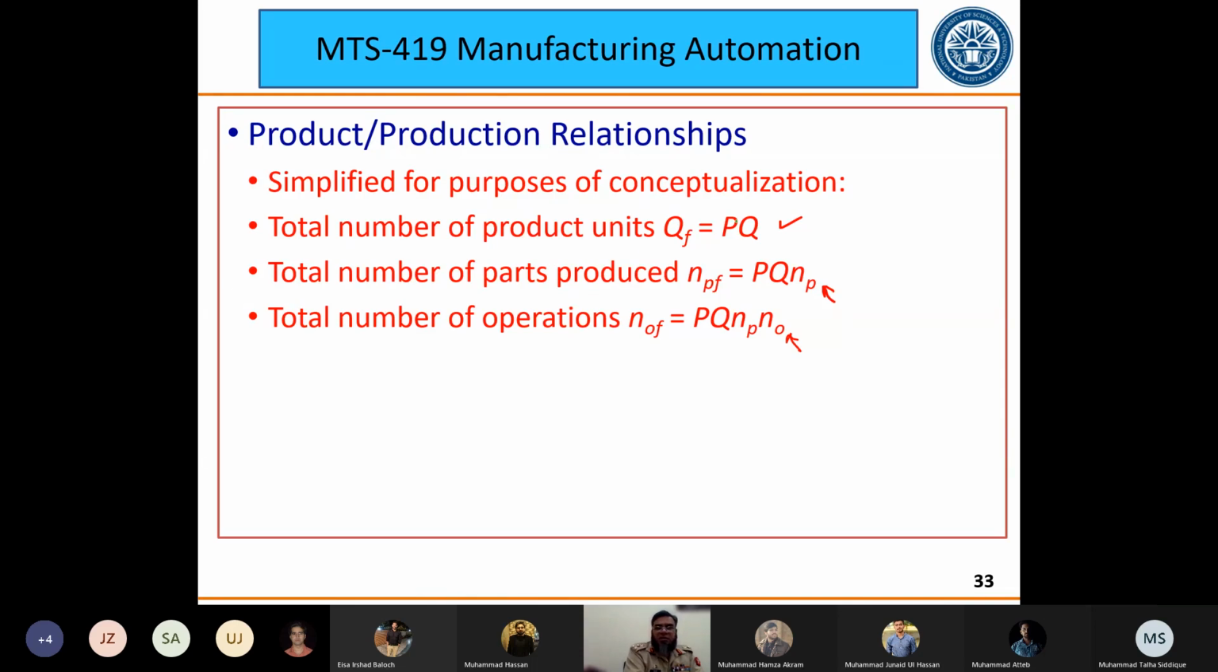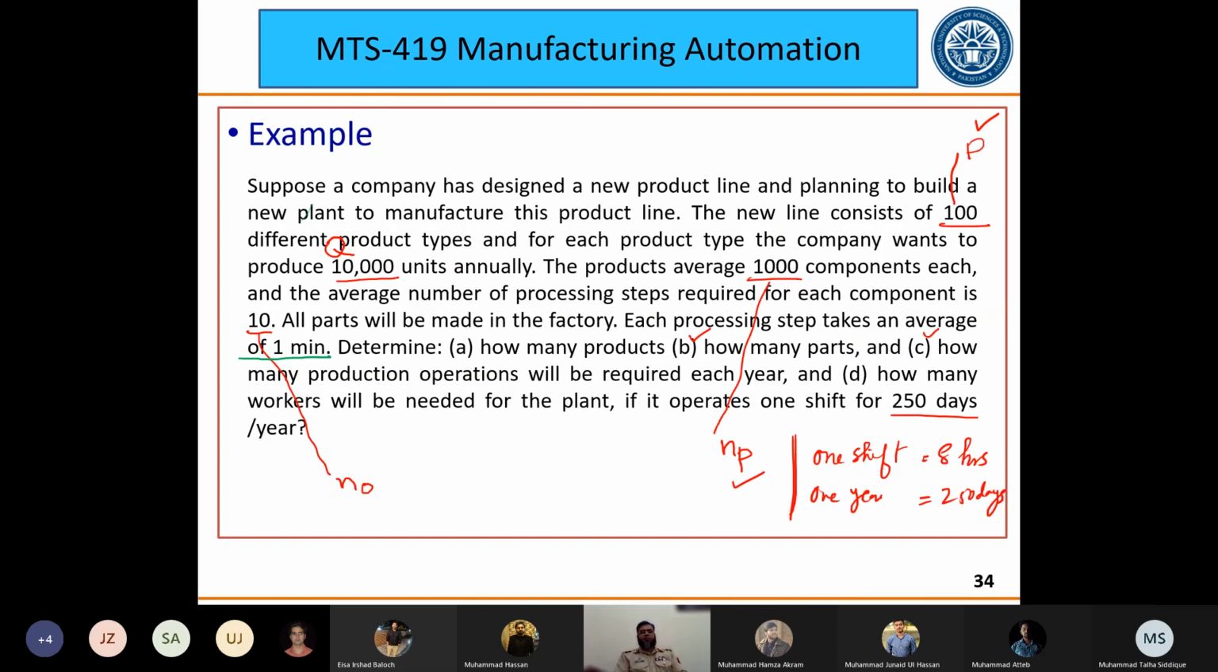जबकि P क्या था, Q was the total number of product. P was the product variety, a number of parts produced in one type, and Q was the number of parts produced, and P was actually the type of products which were made. So total number of parts produced would be given by this simple multiplication here, and the total number of operations will be given by this formula. कोई कॉम्प्लेक्सिटी नहीं है, सिंपल मल्टीप्लिकेशन. तो मैं जस्ट आपको यहाँ पे एक एग्जांपल सॉल्व करवाने लगा हूँ.